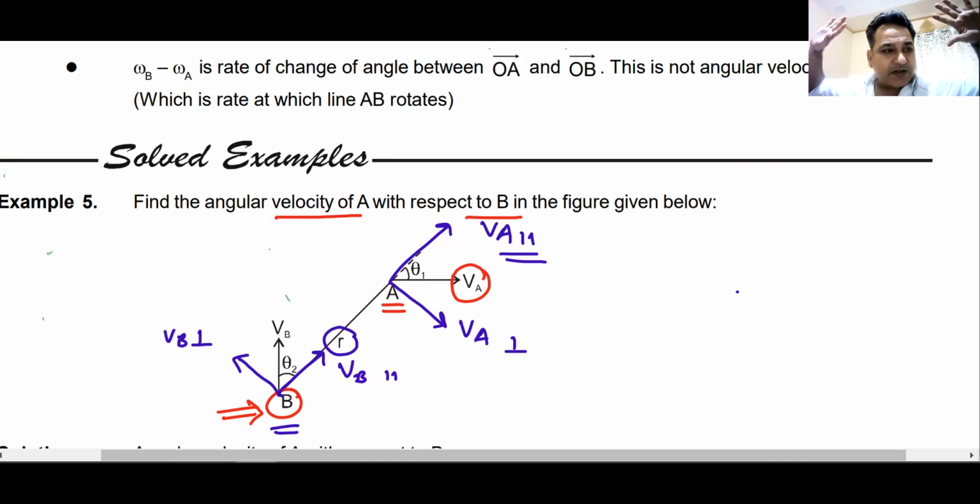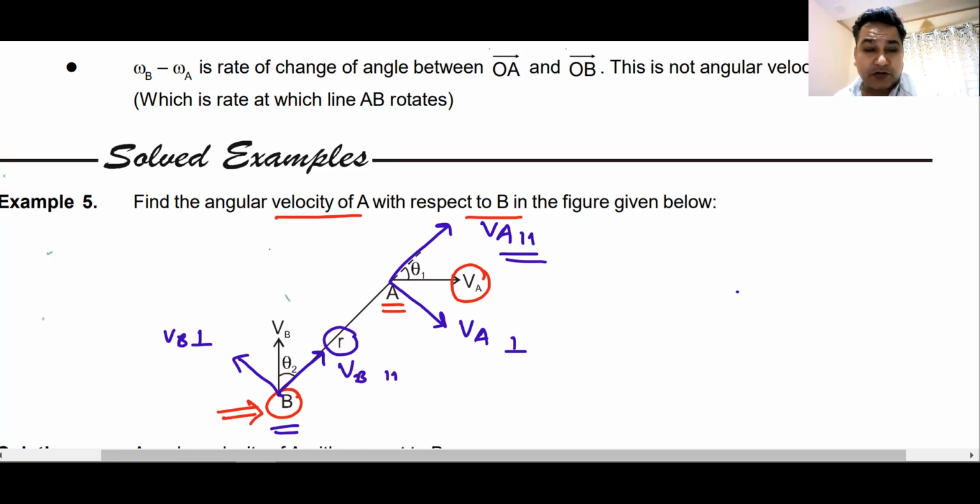Do we understand this? Can I have some raised hands that we understand this, sir? VA parallel and VB parallel is telling me whether the distance between A and B is increasing or decreasing. Do we understand this? Can I have some raised hands? Yes. So that is what the parallel component is doing.